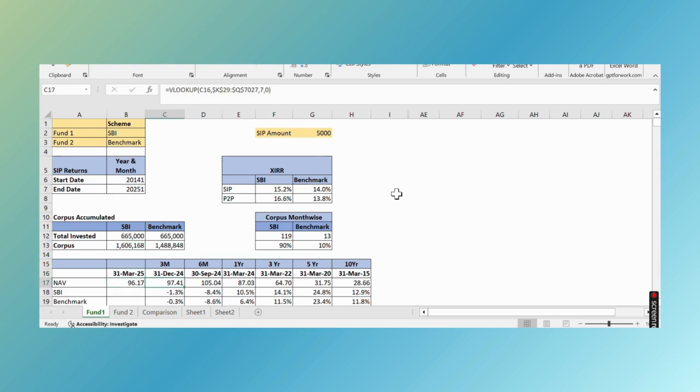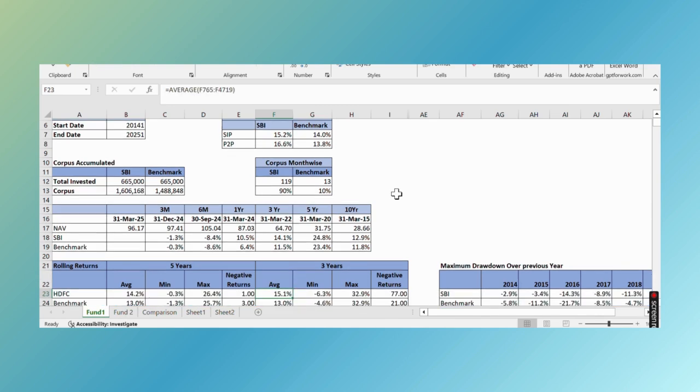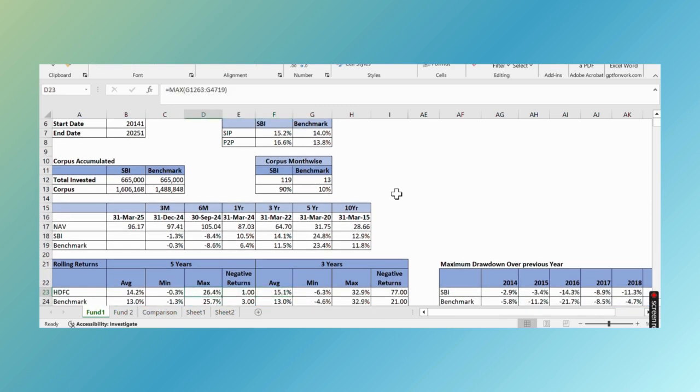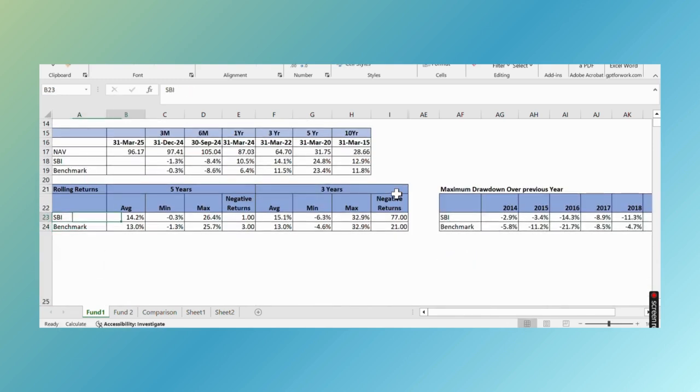And we also look at historical performance over 3 months, 6 months, 1 year, 3 year, 5 year and 10-year periods. Along with that, we look at the rolling returns. So this actually is SBI. Here also we look at 5 year and 3 year rolling returns again to look at the consistency of the two funds as to how they've performed. Here also we see that the SBI fund has performed better than the benchmark.